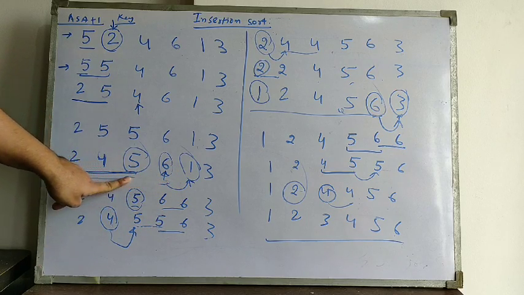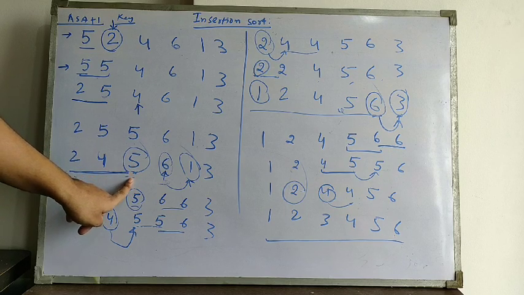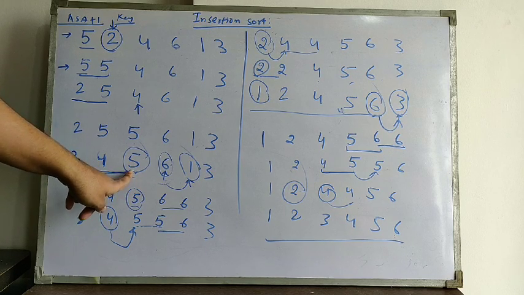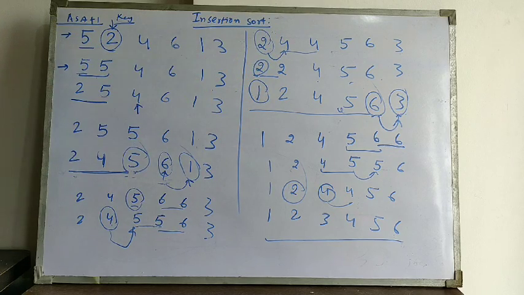Here I am not shifting because my key is greater than the rightmost element of the sorted array. If the rightmost element of the sorted array is greater than the key, then I need to shift the rightmost element to its right position.